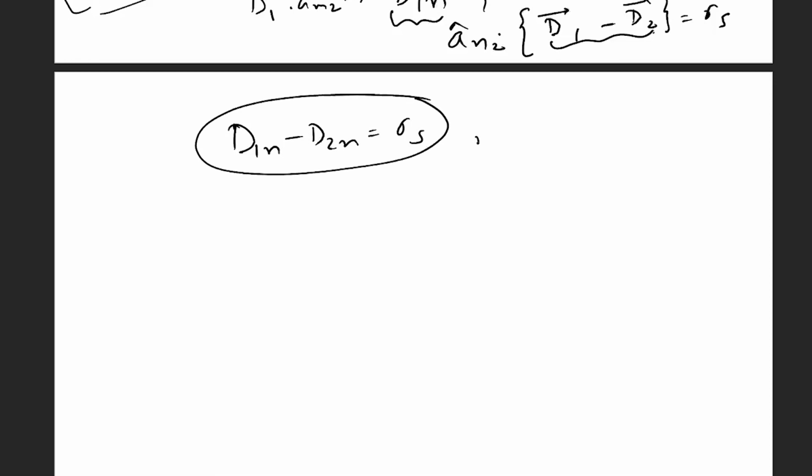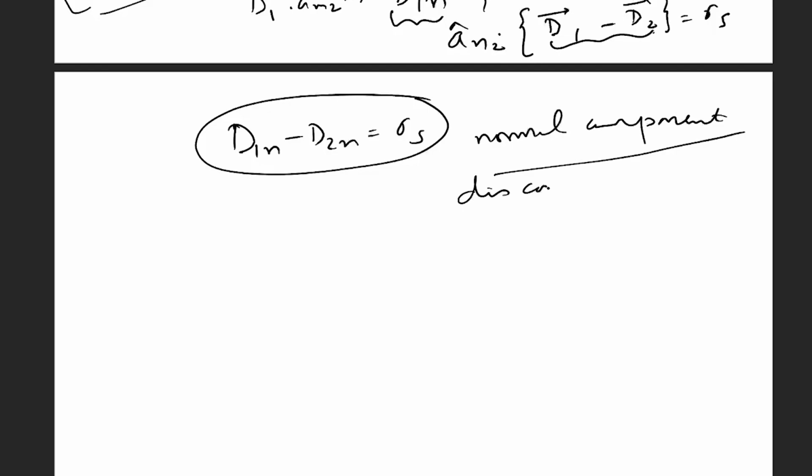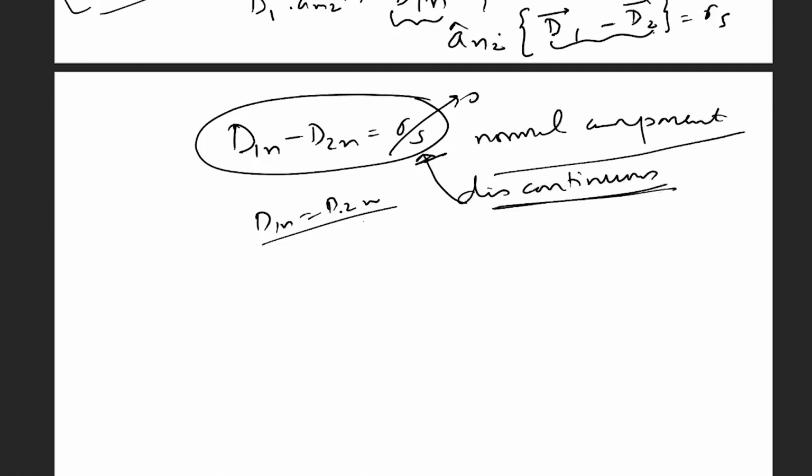So you see that the normal component of the electric flux density is discontinuous along the interface, and this discontinuity is equal to the surface charge density on the interface. If there is no surface charge density, then these two are equal and continuous. So in this way we have found two boundary conditions. That the tangential component of the electric field intensity in electrostatics is continuous, and the normal component is discontinuous, with discontinuity equal to the surface charge density.